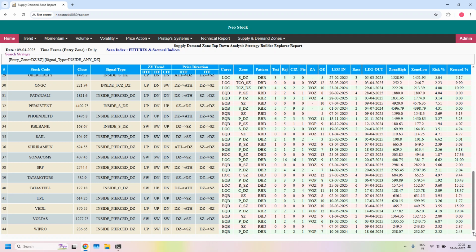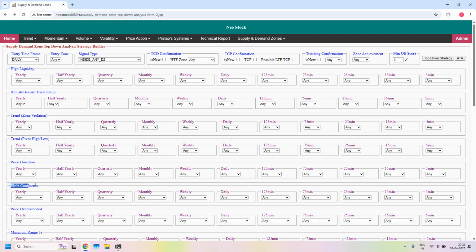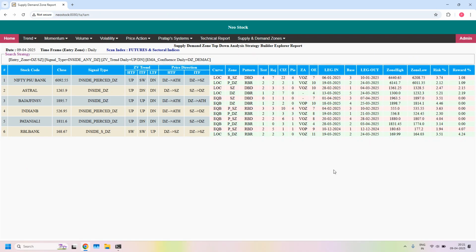Out of these 44, how many daily demand zones are having daily EMA confluence? Let us further filter. And also trend on the daily should not be sideways. It can be up or down. 6 stocks are filtered. Some zones, PR search zones, you can apply PR search zone strategies also on those stocks.